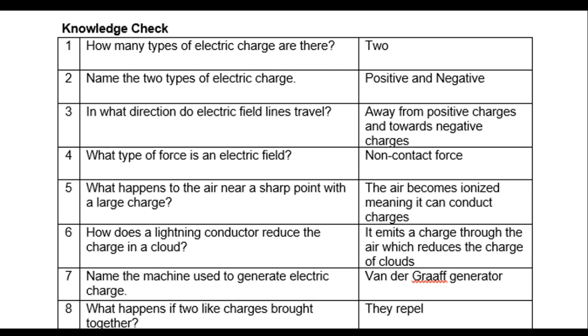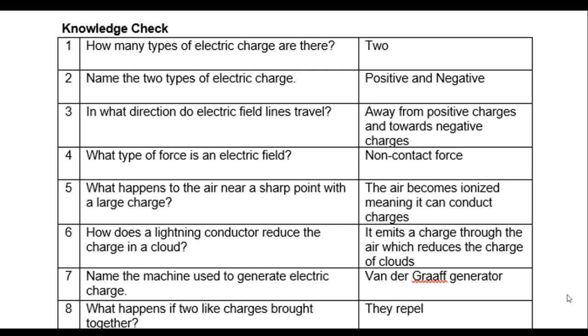An electric field is a non-contact force because the electric charges do not have to touch in order for the force to have an effect. The air near a sharp point with a large charge becomes ionized, meaning that it then can conduct charges, whereas before air is an insulator. So normally it wouldn't be able to conduct those charges, but it becomes ionized so that it can.